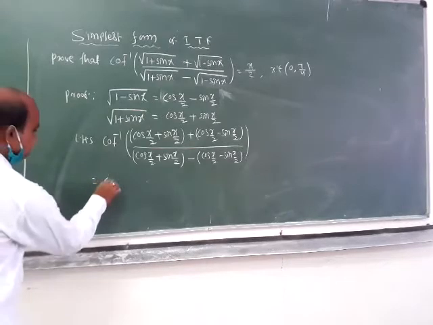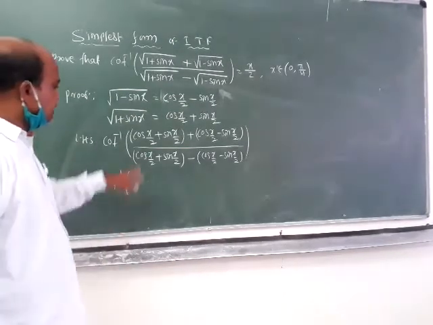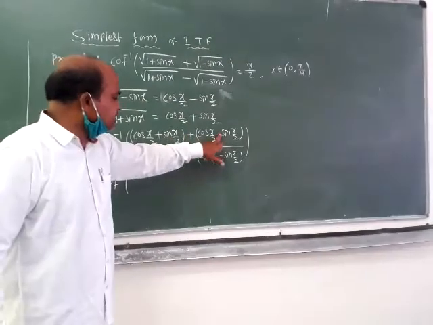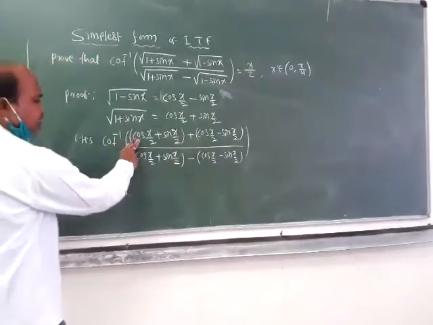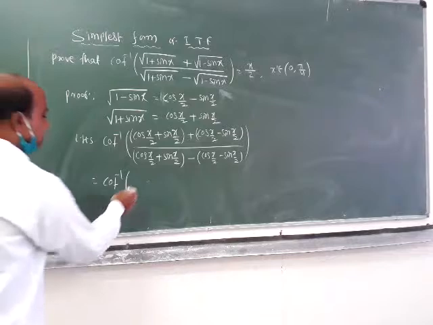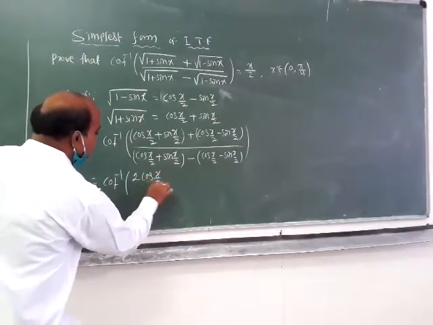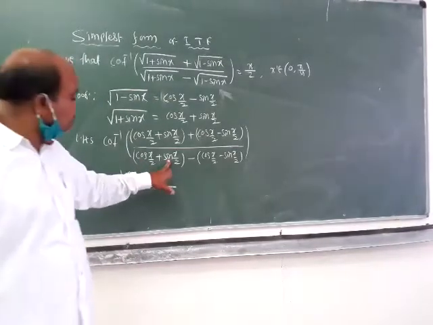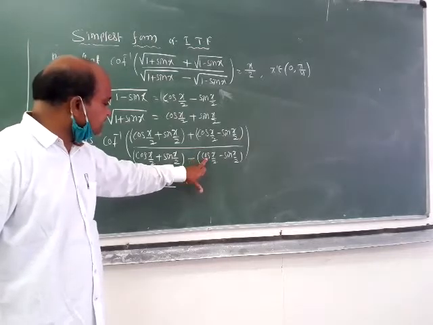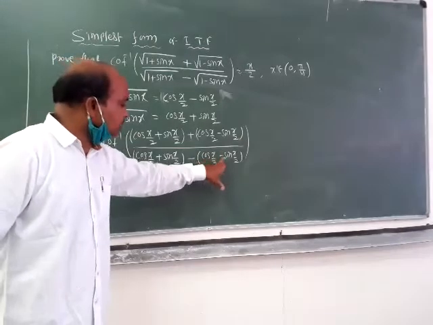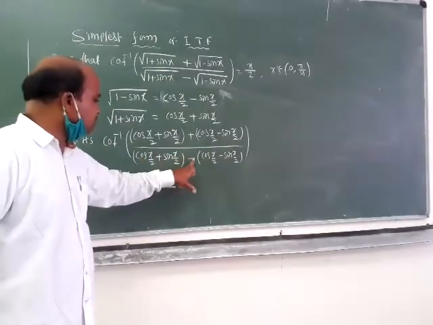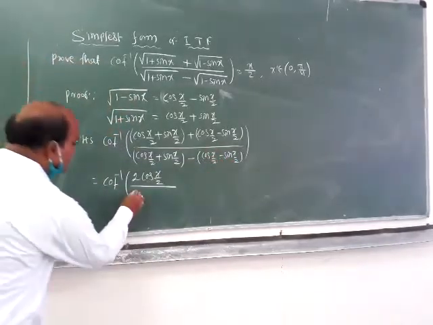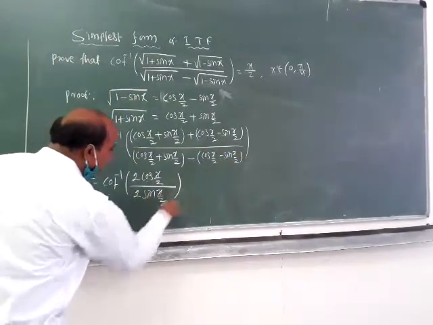After this, cot inverse of, expand the bracket. After the bracket, what do you get? Here plus sin x by 2, here minus sin x by 2. Cancel. So 1 cos x by 2, again 1 cos x by 2, addition means 2 cos x by 2 upon, be careful, cos x by 2 plus sin x by 2 minus, minus into minus plus, cos x by 2 minus sin x by 2. So cos x by 2 minus cos x by 2 cancel, sin x by 2 plus sin x by 2 becomes 2 sin x by 2.